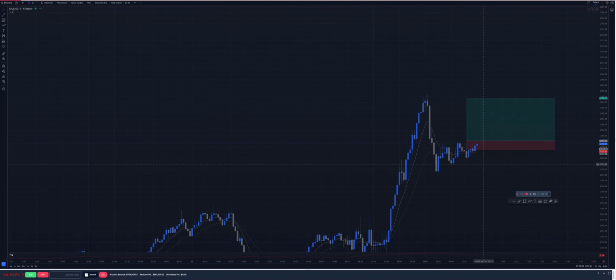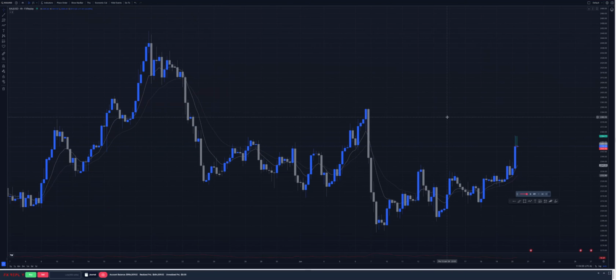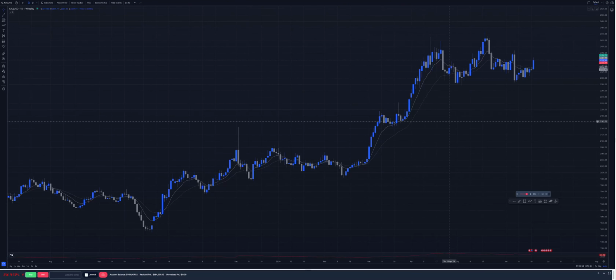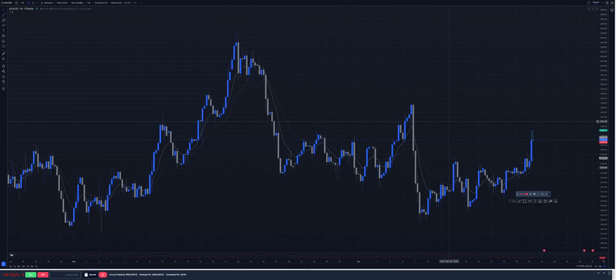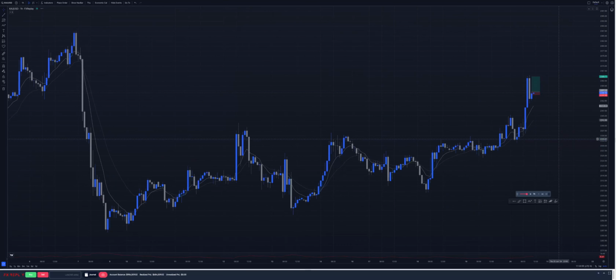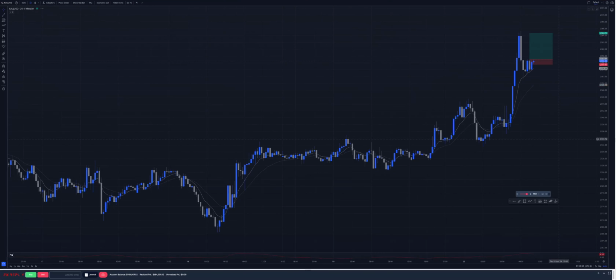Got my coffee. Yeah, but 4 hour is starting to build up that bullish narrative that we've been anticipating this entire time. But yeah, this was no-go price action. No-go, no-go, no-go. Finally good. Hourly good, 20-minute is good.